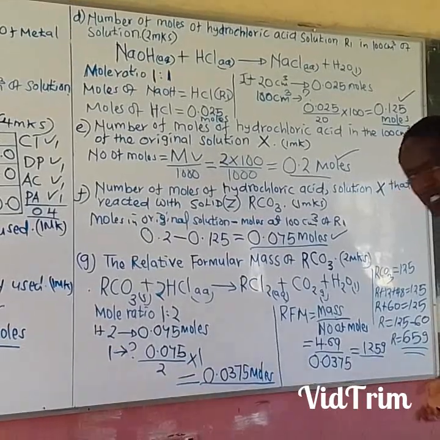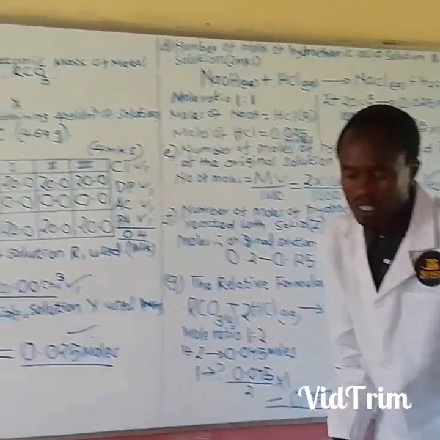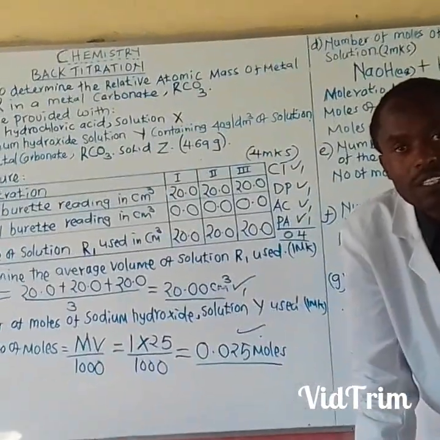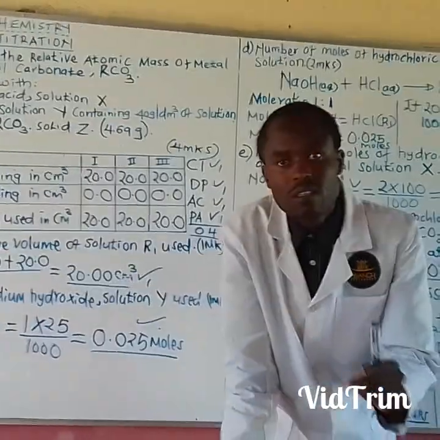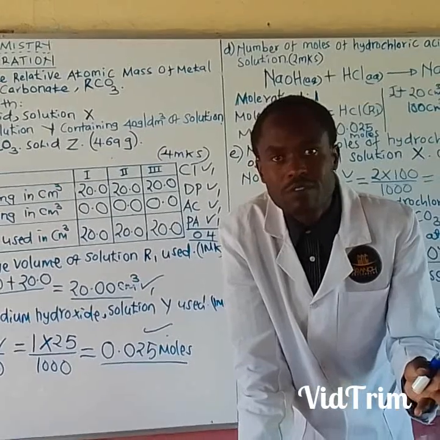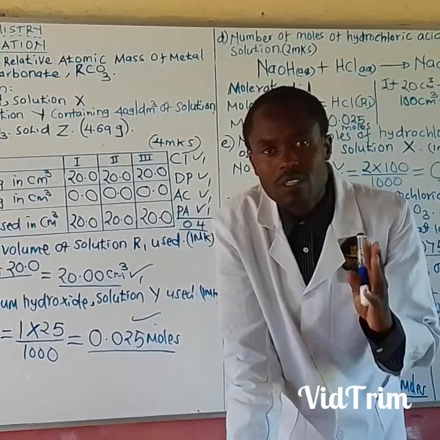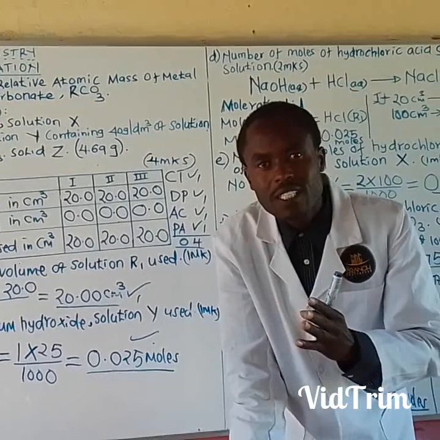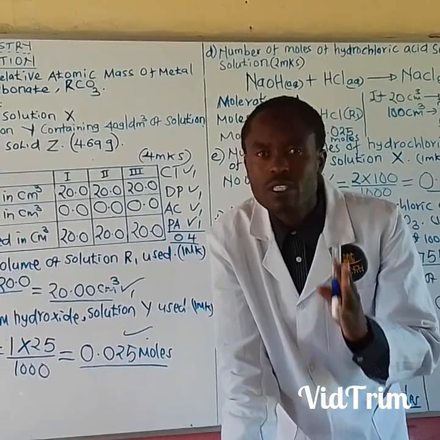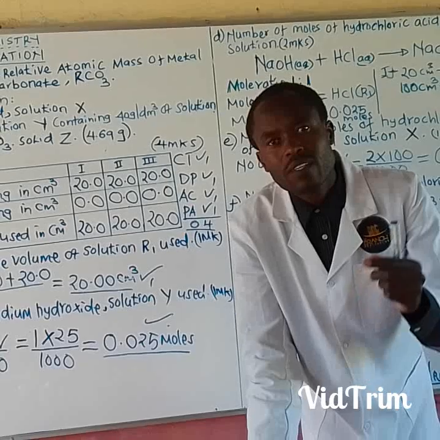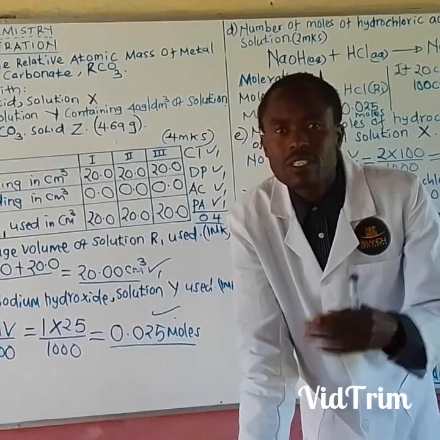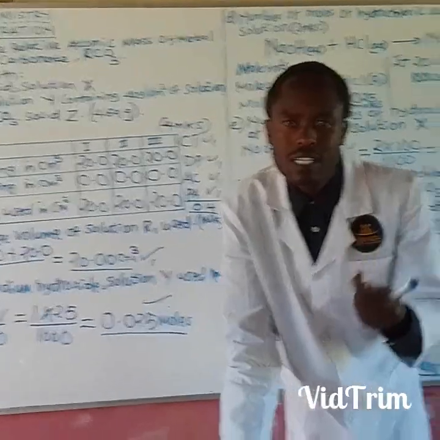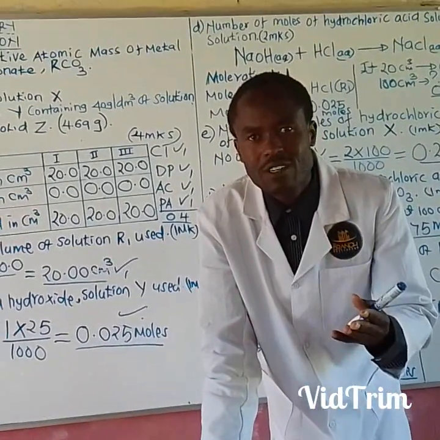My student, you can see. Is it okay? So my student, let no one cheat you that back titration is difficult. It is very simple. Just know that the one reagent, especially the acid, is always in excess. So in this case, the acid has reacted with the carbonate, and the acid also reacted with the base. Is it okay, my student?